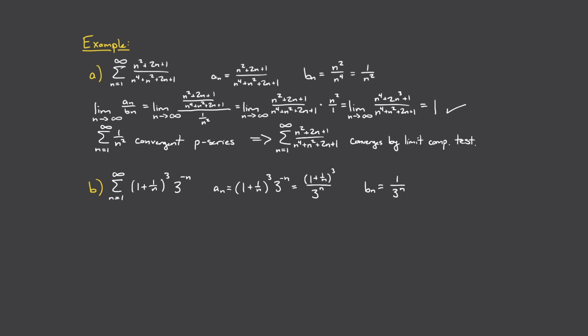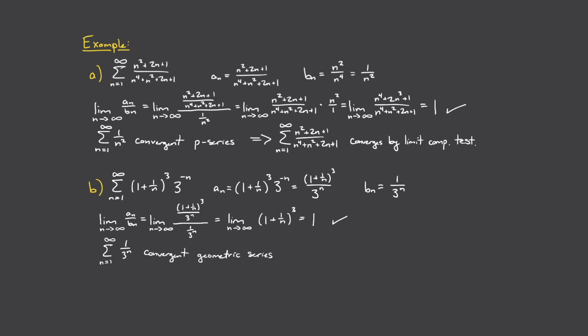Next, we take the limit of a_n over b_n, and we find that the 3 to the n's cancel. And so we're left with the limit of 1 plus 1 over n cubed, which just goes to 1. So, since the limit is finite and positive, the limit comparison test says that both series converge or both series diverge. However, we know that the sum of 1 over 3 to the n is a convergent geometric series, since the common ratio is 1/3. So, our given series converges as well.